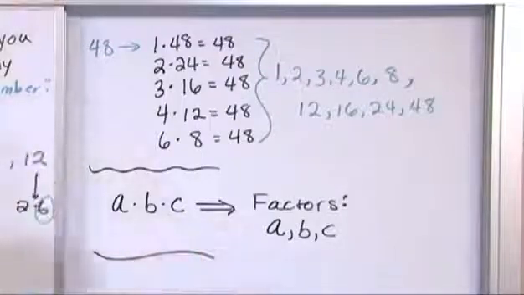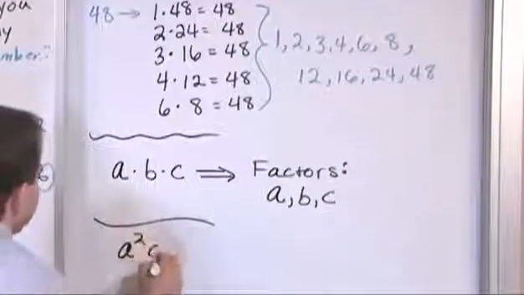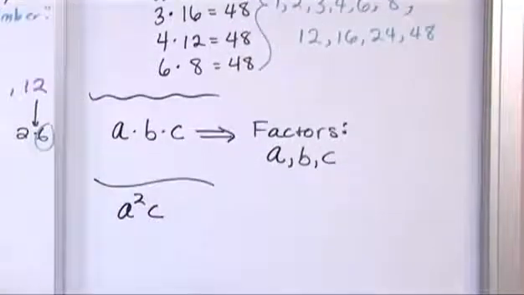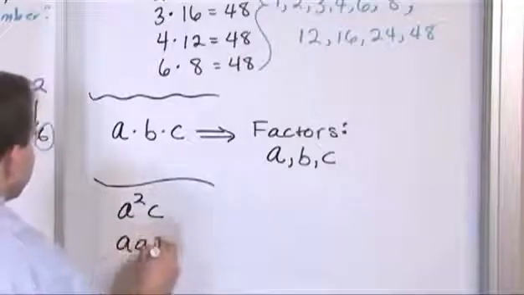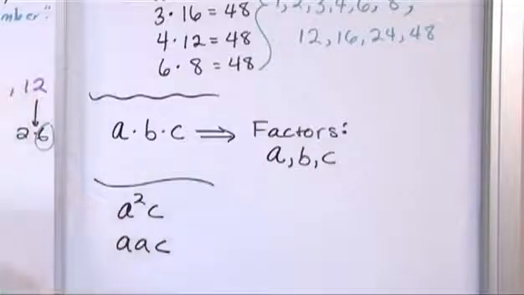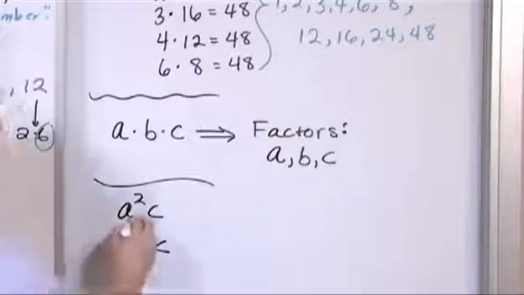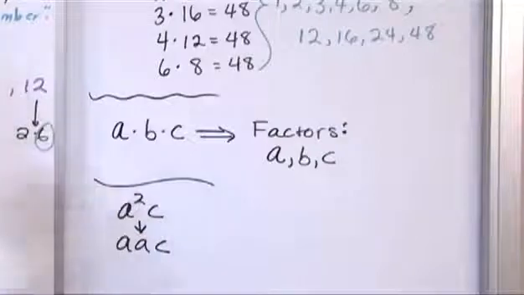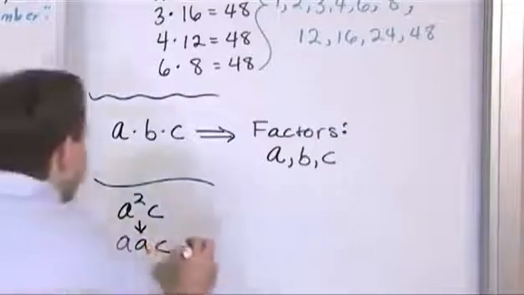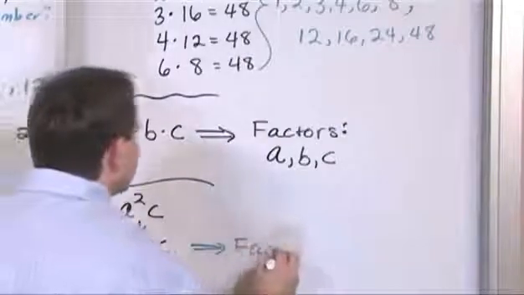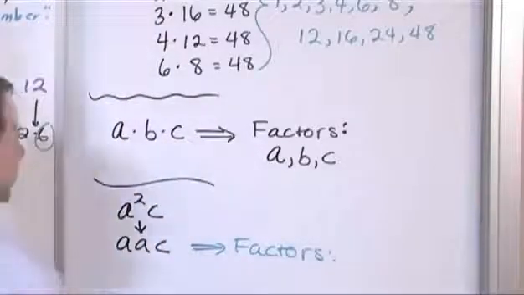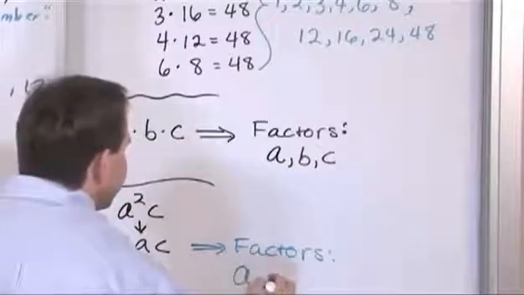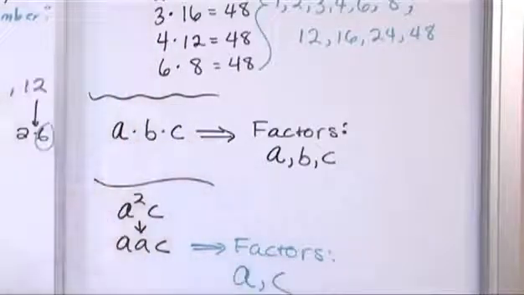One more really quickly. What about A squared times C? Now we've talked about exponents before in the previous section, so you should know that when you see A squared C, that's just A times A times C. And I can put my dots in there, that's fine, but I can leave it just like that. This is what the exponent means. A squared is A times A. So when I'm going to write the factors down, I just look and see, well, what's multiplied together to give me what I have? Well, A is multiplied in there, and C is multiplied in there. So those are both factors.